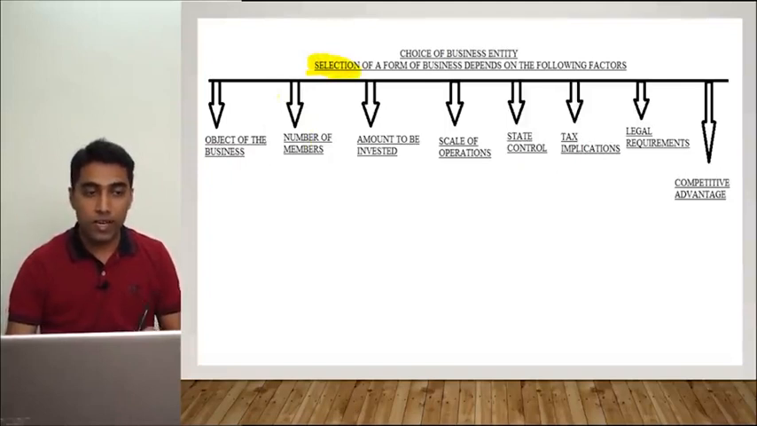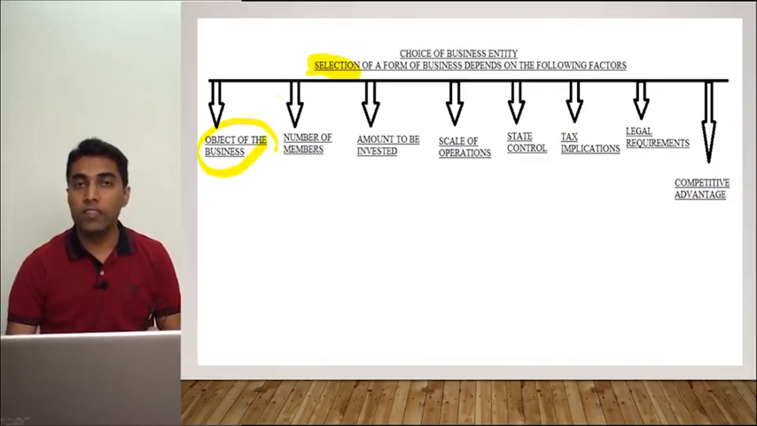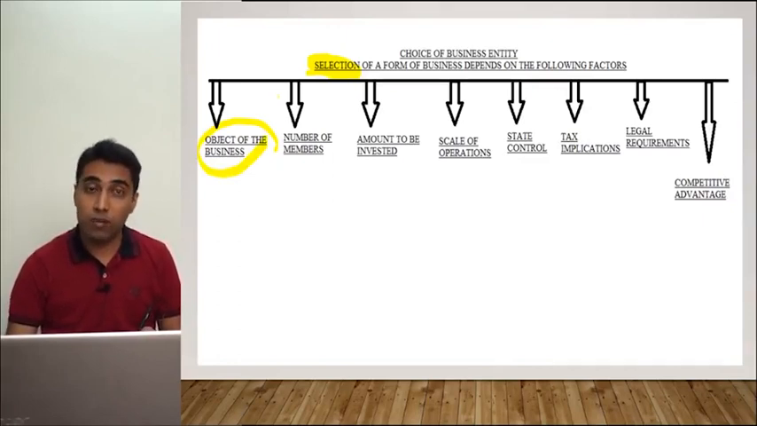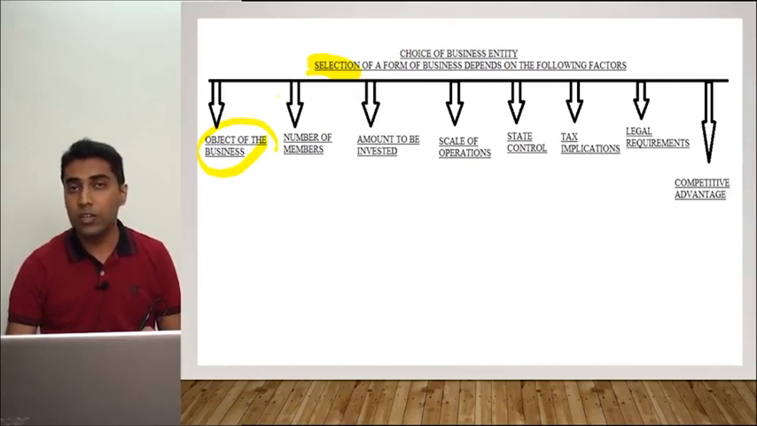So if you see here, the first thing is the objects of the business. That is, what is your business for? Is it software business? Is it retail business? Is it just consultancy? Or is it a manufacturing company? So these are the things you should think before you start the business.